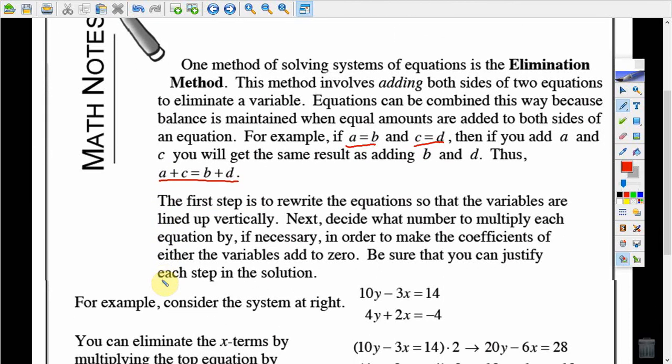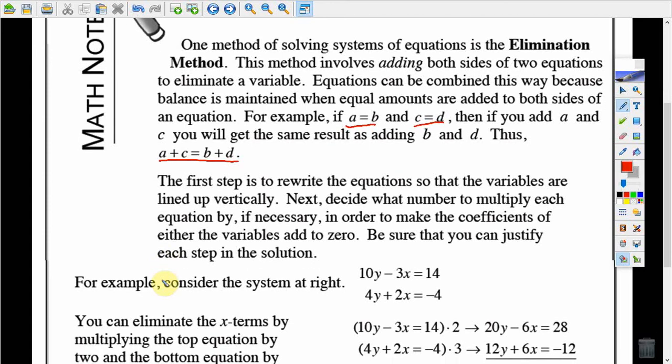The first step is to rewrite the equation so that the variables are lined up vertically. Next, decide what number to multiply each equation by, if necessary, in order to make the coefficients of either of the variables add to 0. Be sure that you can justify each step in the solution.